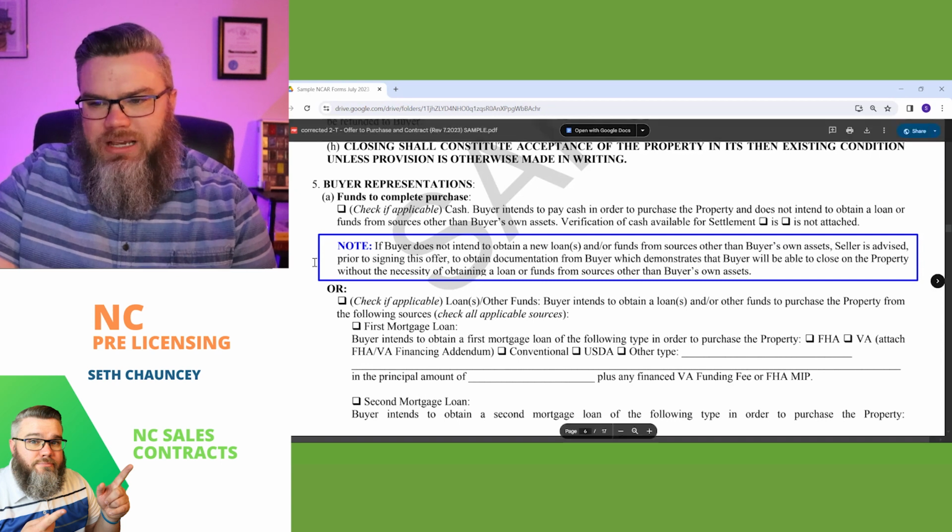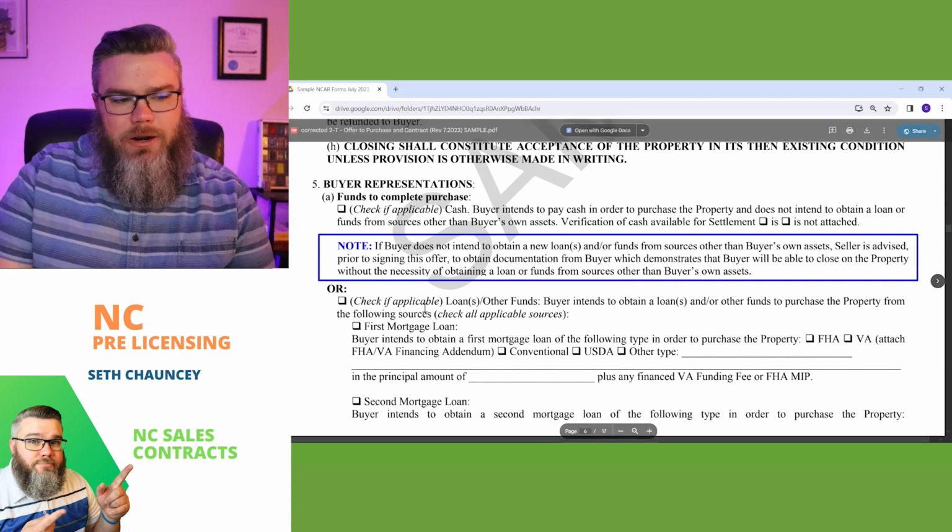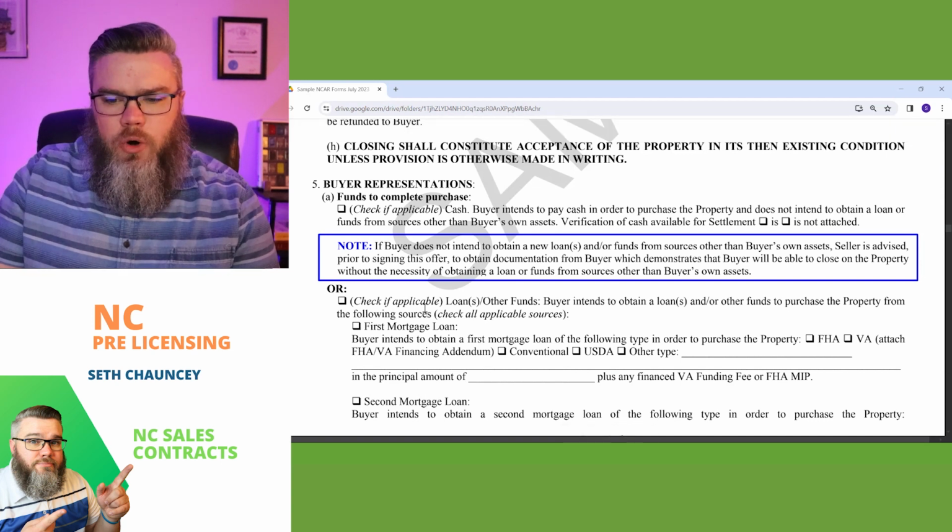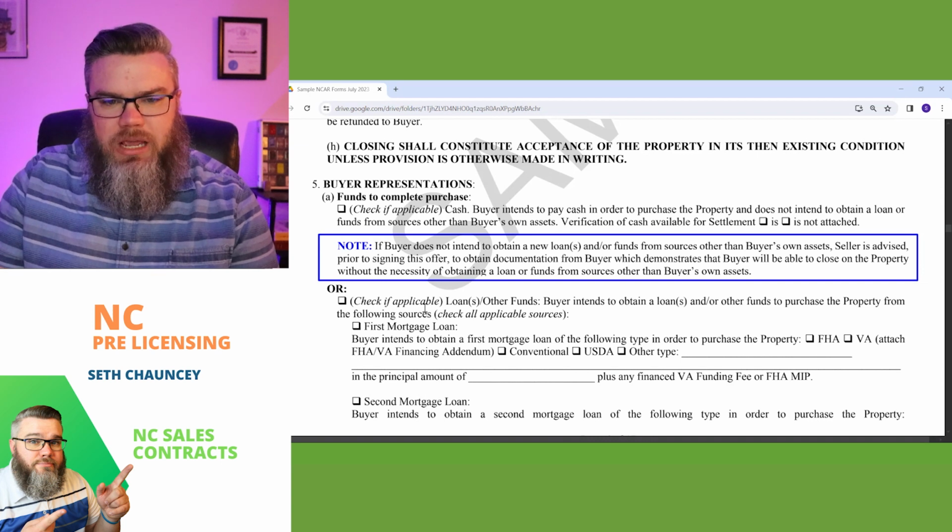How are you paying? Is it cash? Are you getting a loan? What type of loan? Folks, let me make a statement here. The seller has every right to know where your money is coming from, so they can make an adequate decision on whether or not it's an offer they want to take.